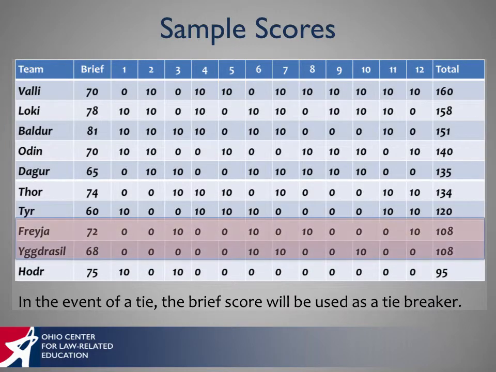In the event that there is a tie, as there is here, the brief score will be used as a tiebreaker. In this instance, Team Freya had the higher brief score, so they become the 8th and final team to advance into the elimination rounds.